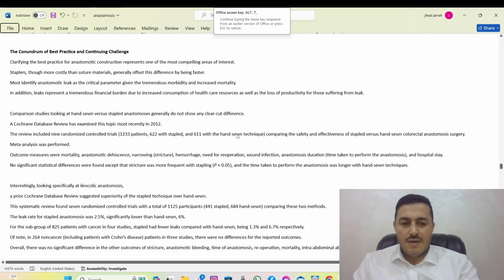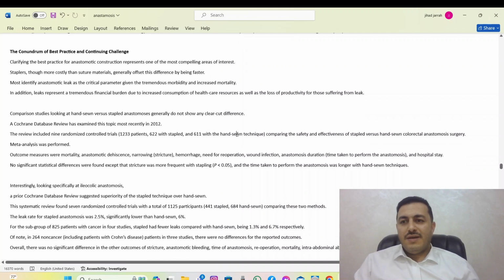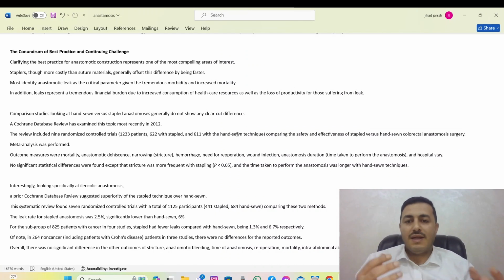And finally, they try in this literature and even in other literatures to compare hand sewn and stapled anastomosis. But to give you the conclusion, what's clear is that hand sewn takes longer than stapled anastomosis. The other parameters are actually controversial, with no significant statistical differences.